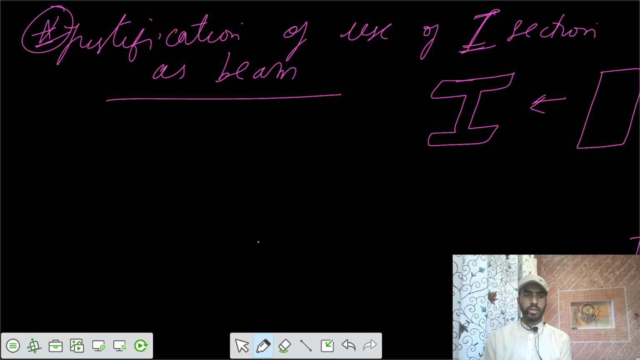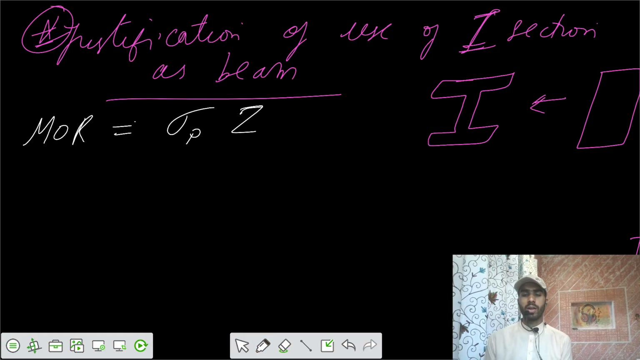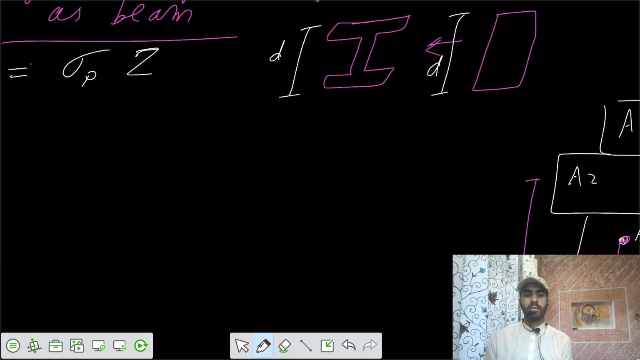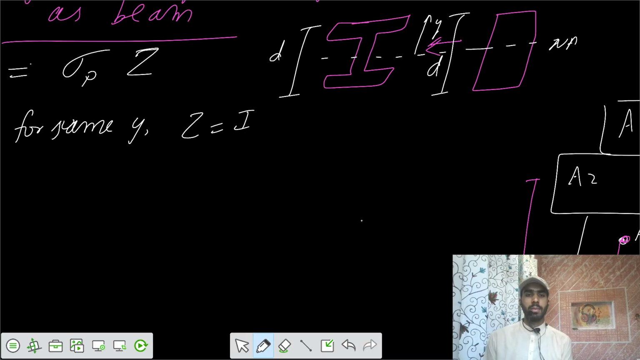We know that moment of resistance equals sigma permissible into Z, the section modulus. If you are limited in depth, that means if D is limited, then for the same value of y from the neutral axis, we know that Z equals I by y. So Z is proportional to I.